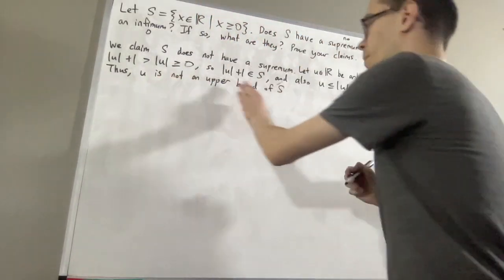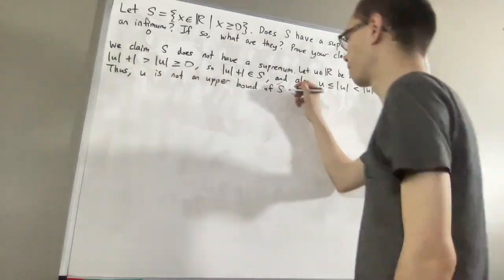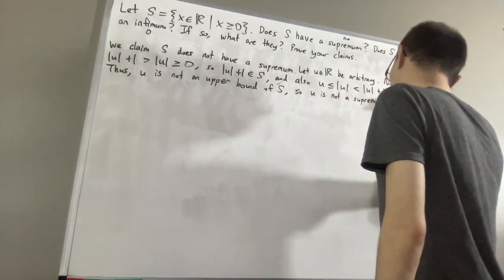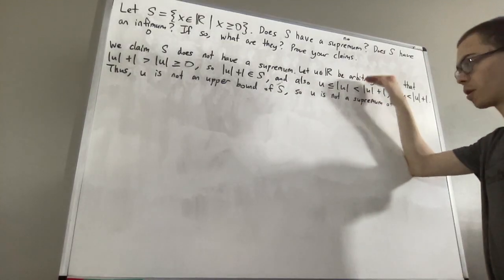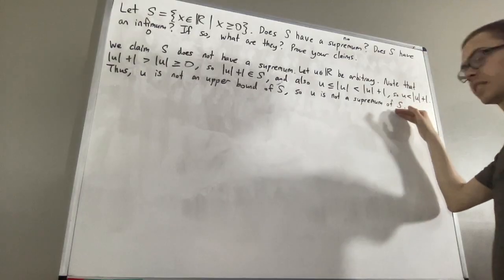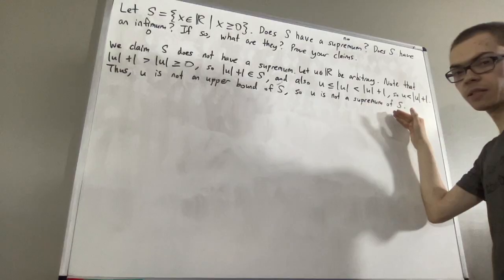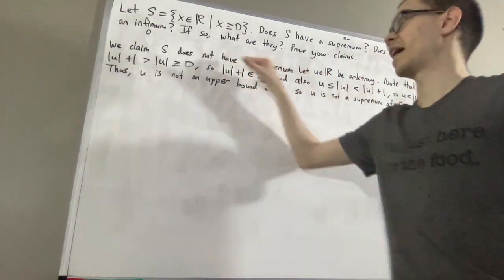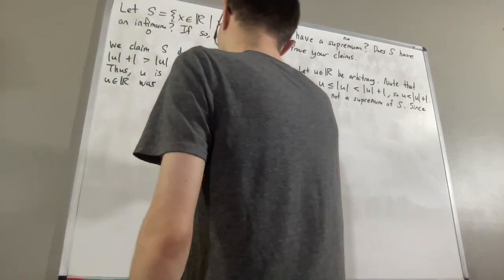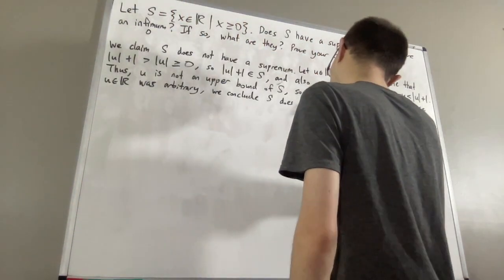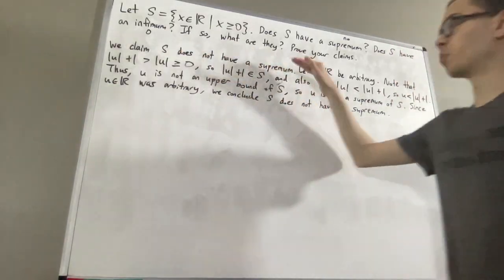Because U is not an upper bound of S, U can't be a supremum of S, right? And so we're done. We have shown if U is any real number, then U is not a supremum of S. Therefore, every real number is not a supremum of S, so we conclude S does not have a supremum. And so that's it for supremum.